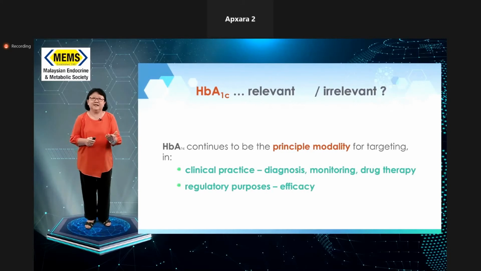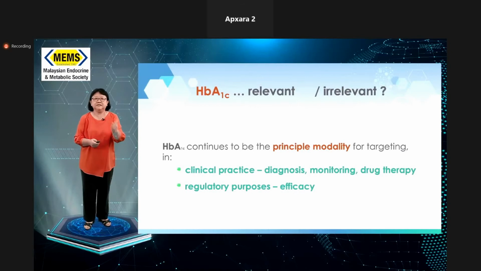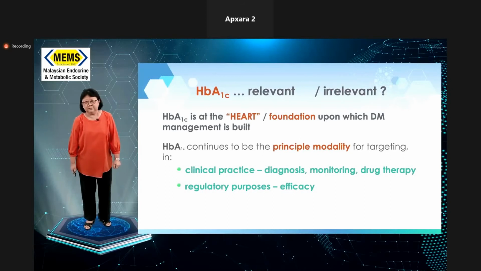So my last slide: is A1C still important? Yes, the answer has to be. It continues to be the principal means by which we target our patients in clinical practice, in monitoring, drug therapy, and for regulatory purposes. In fact, I would suggest that A1C is the heart and foundation upon which diabetes management is built. Thank you.